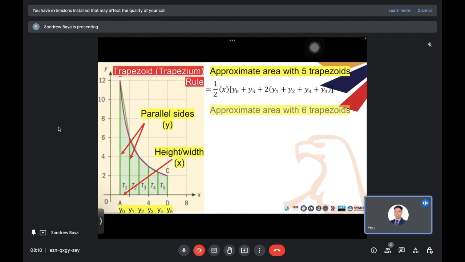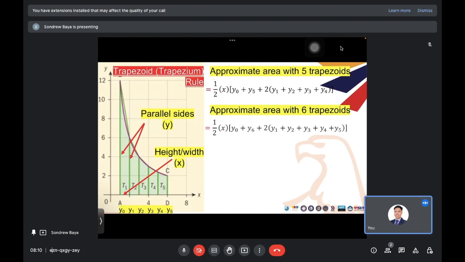Now, how about if we instead had it using 6 trapezoids? If you try to look at the pattern, y sub 0 here will be the first length, y sub 5 here will just be the last length, and the rest is found in between them. So we can just simply assume that with 6 trapezoids, the trapezium rule will just be equal to this. Pause the video if there's a need for you to analyze.